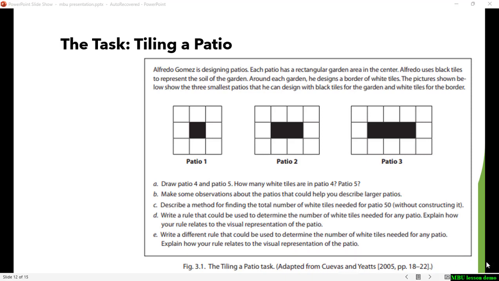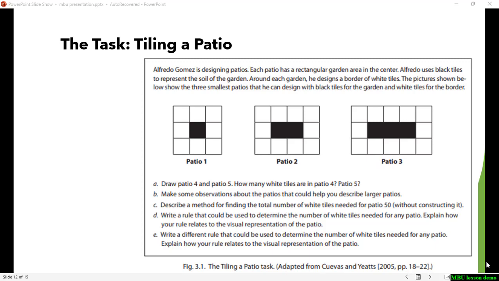Okay, next one. This one's a paper pencil task, so you'll have time to start it now, but then after that, I'm going to ask you to finish it up and then comment on some stuff about it. All right, this is called tiling a patio. I like this problem because there are many points of access. And what I mean by that is that it doesn't really matter the level of the student.